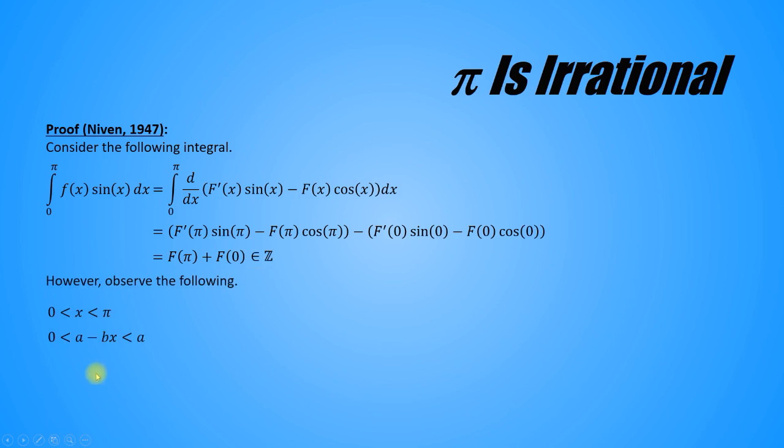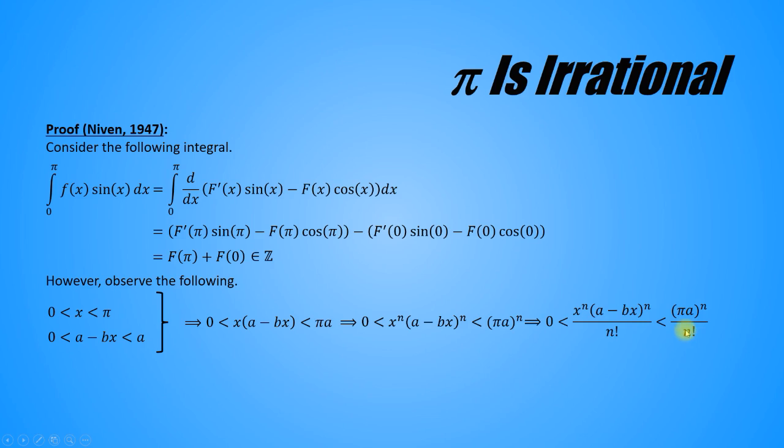But check this out. In the integral, x is between 0 and pi, which by assumption is a over b. So a minus bx is between 0 and a. Multiplying these inequalities together, I get that x times a minus bx sits between 0 and pi a. Now, in case it's not clear what I'm doing, I'm trying to build the integrand in the middle member so that I can place bounds on it. So here, I raise all three members to the nth power. And here, I divide by n factorial. So now I've got f of x in the middle member.